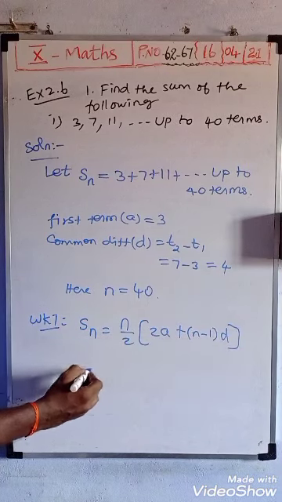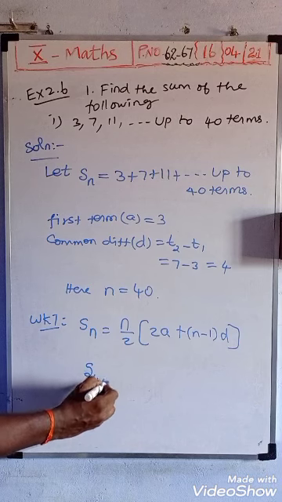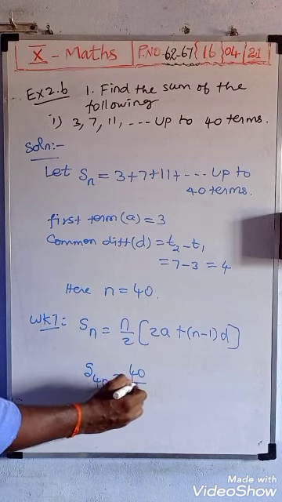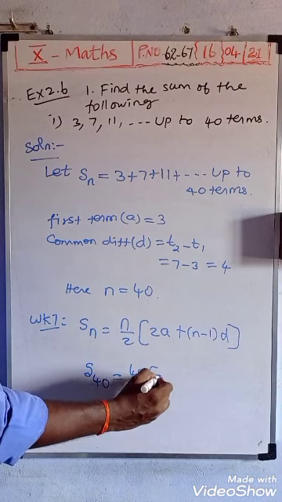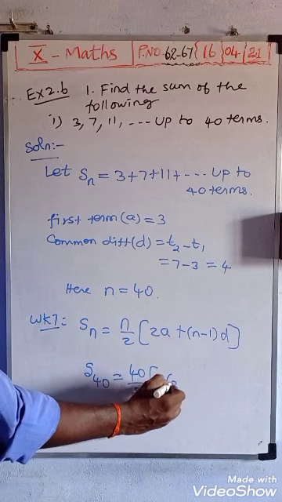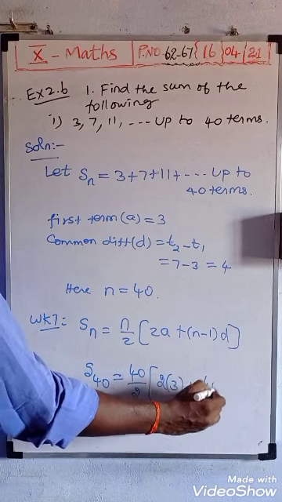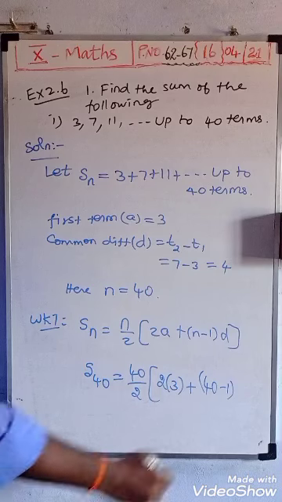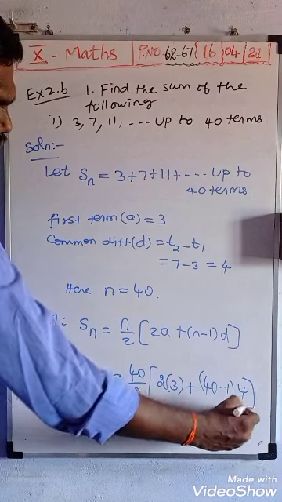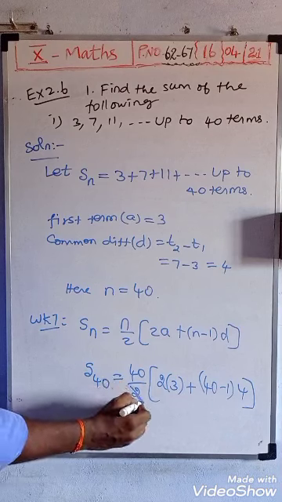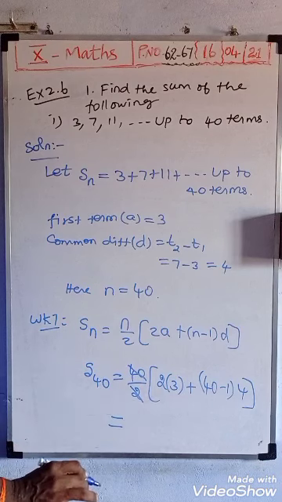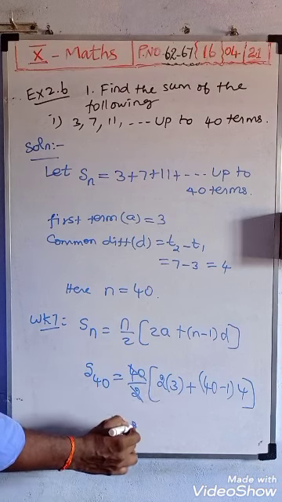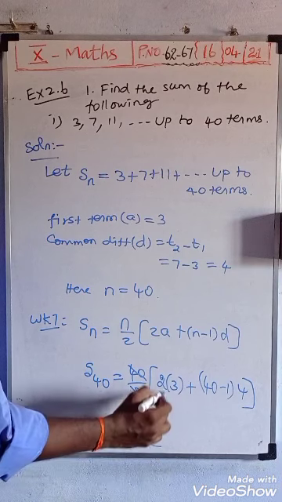Now instead of n, 40. So 40 by 2 bracket of 2 times the value of a, which is 3, plus n is 40, 40 minus 1 into d. D is 4, so 4. Now here it is possible to cancel, or else you should write as it is. So 40 by 2 cancels to 20, of 2 3s are 6.